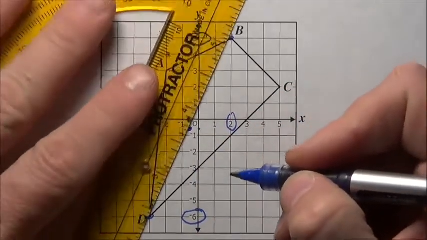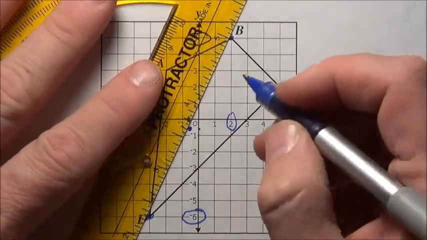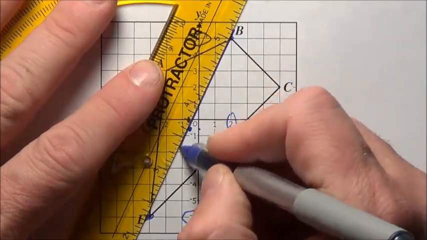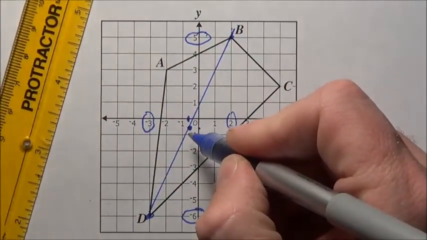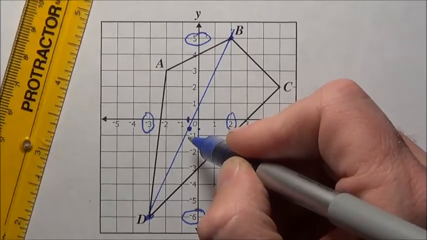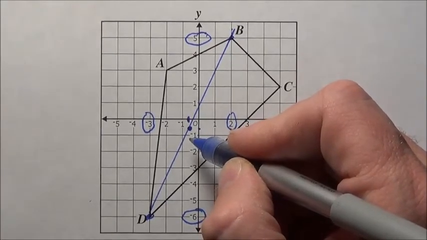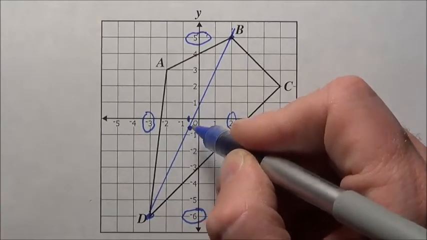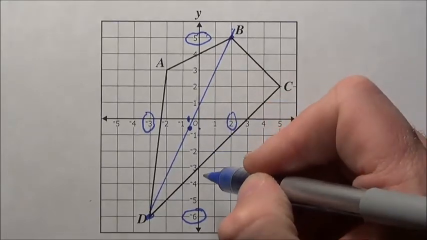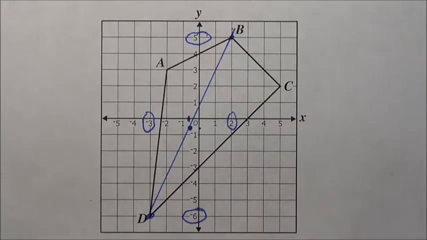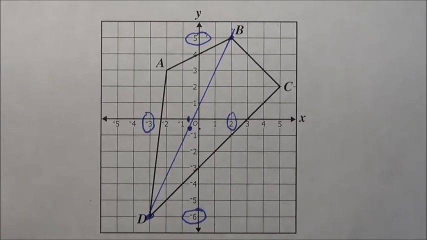Now, if we connected D and B, notice it goes right through that point. That point is on the line. It's actually the only point that they list that is going to be on that line, and it is perfect right there. So the option is F, the answer is F, which is -1/2, comma, -1/2 for problem number 44.